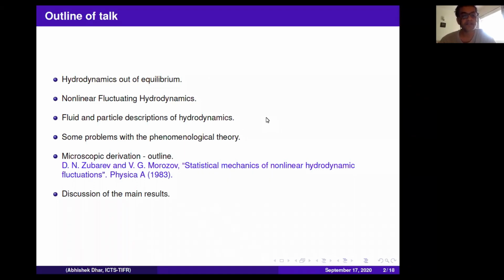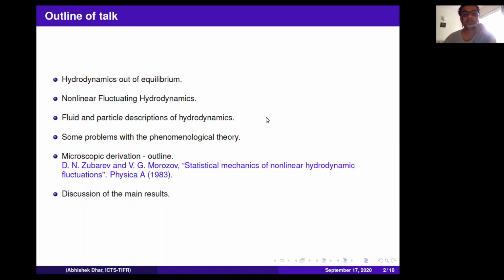Like if you have a fluid, we'll be looking at strictly one-dimensional systems, and you can have an anharmonic chain, or you can have a gas of particles. In one case, the fluid picture is useful. In the other case, the particle description is useful. So I'll explain these two different ways of doing hydrodynamics.